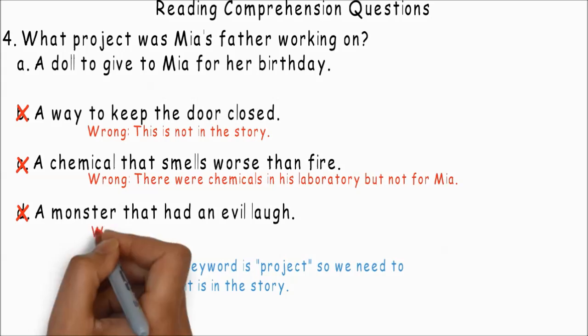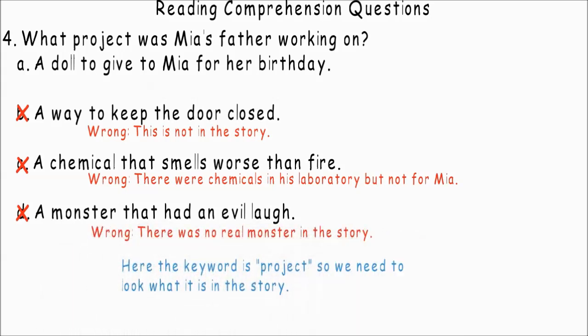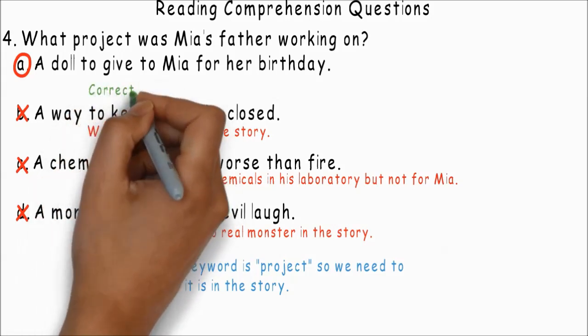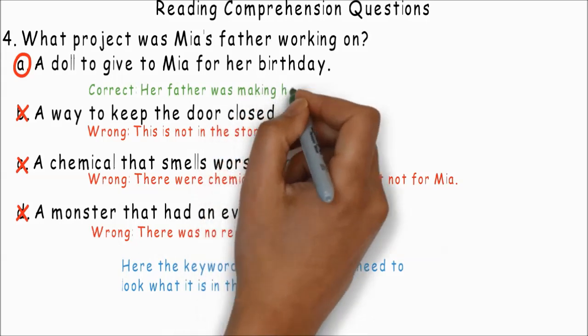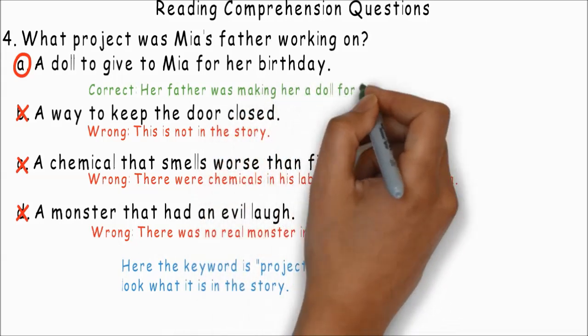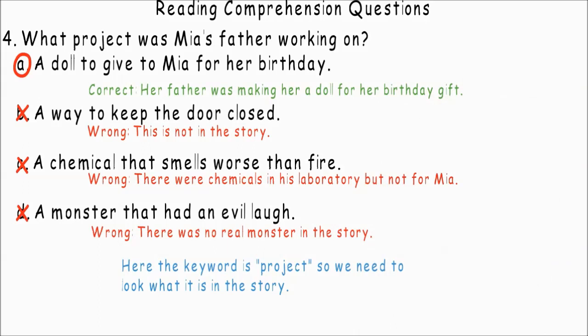D, a monster that had an evil laugh? Wrong. There was no real monster in the story. So it must be A. What project was Mia's father working on? This is correct. Her father was working on this doll. He was making a doll, and it was for her birthday gift. So that was the project. He was making a doll.